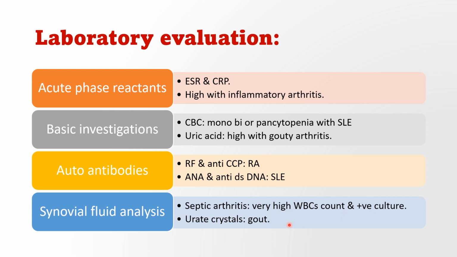If I find a high white blood cell count in the synovial fluid together with a positive synovial fluid culture, this is diagnostic for septic arthritis. Also, it helps in diagnosis of gouty arthritis, as we will find urate crystals by polarized microscopy. This will be diagnostic for crystal arthropathy like gouty arthritis.